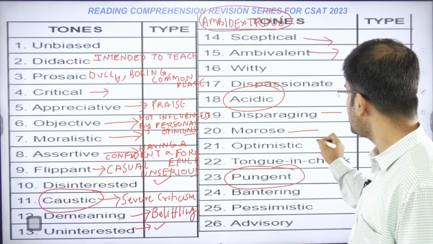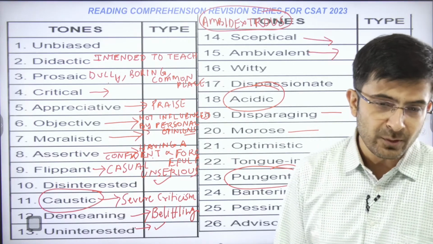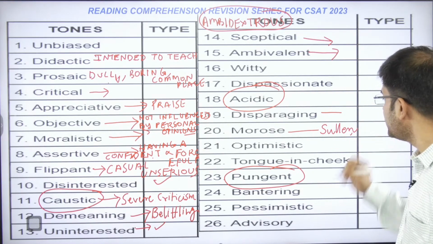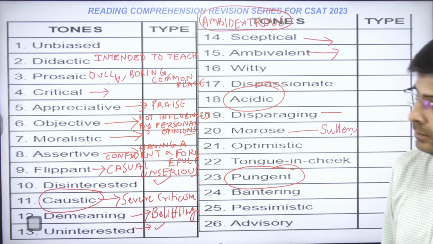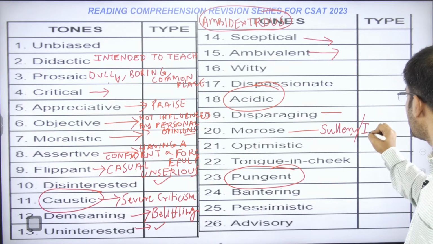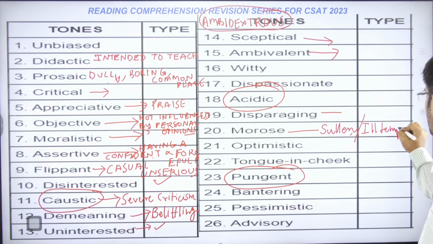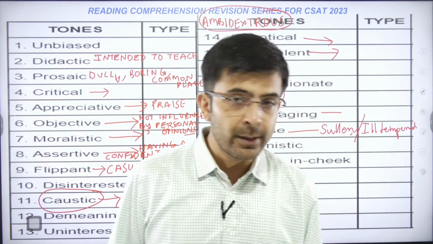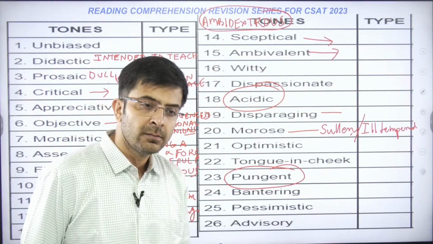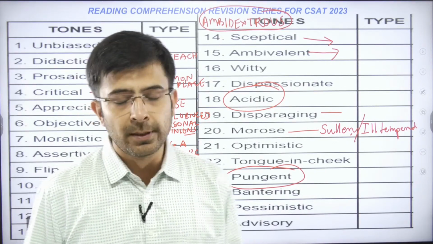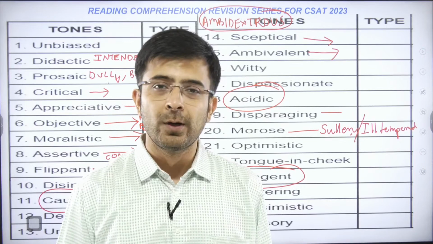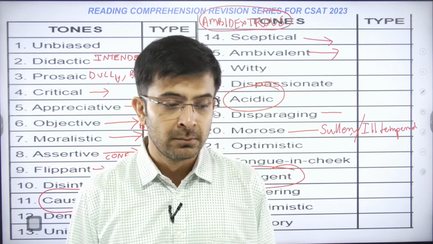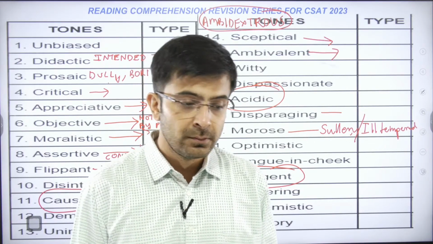Disparaging, morose. What would morose mean? Morose is quite easy to understand, no? Morose is sullen. Write down this word, sullen, or what you can write down is ill-tempered too. What is the difference between ill-tempered and short-tempered? Short-tempered is when you get angry quickly. Ill-tempered is when you choose violence of some sort after getting angry. Physical violence, or you go around breaking things, or you start abusing people. People get angry and do crazy things, no?